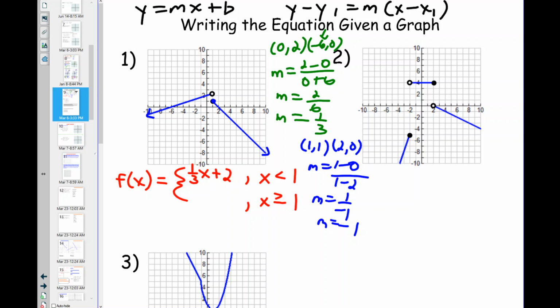So I know this first part is going to be -x. I just don't know where it would touch the y-axis. You could try to say, well, look, if I were to keep on going, it would cross at 2, but I'd be careful with that. Let's do it algebraically. There's 2 ways to do this.